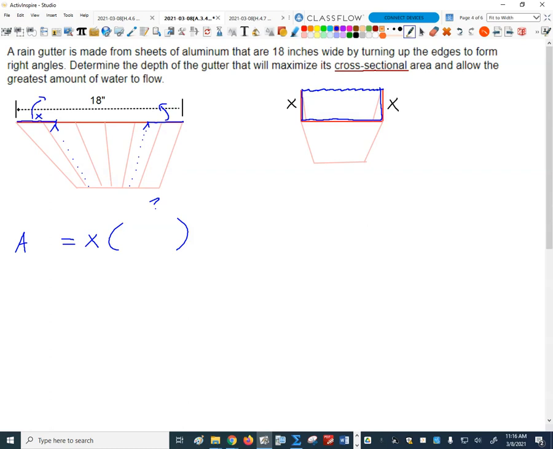Some people said 18 minus x. Is that right? What if x happens to be 4, for example? Let's just say hypothetically that we want the depth to be 4 inches. If I bend each of these tabs up to be 4, what's the width going to be? Is it going to be 14? 18 minus 4?